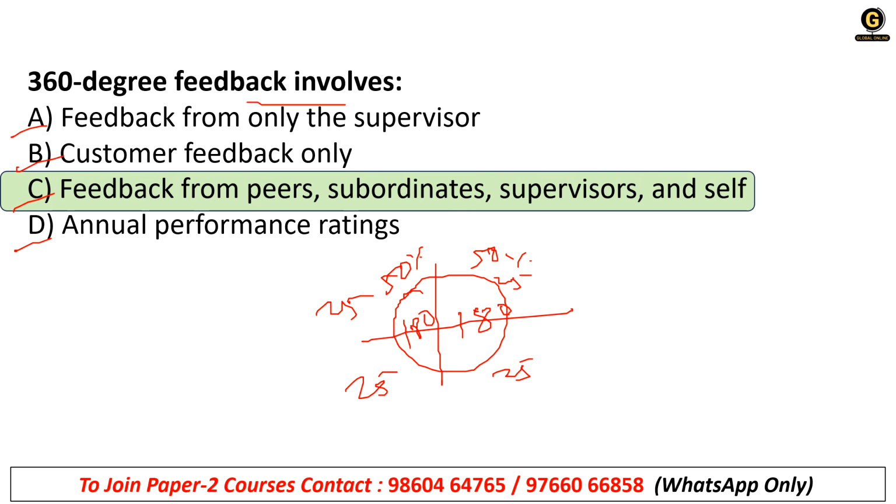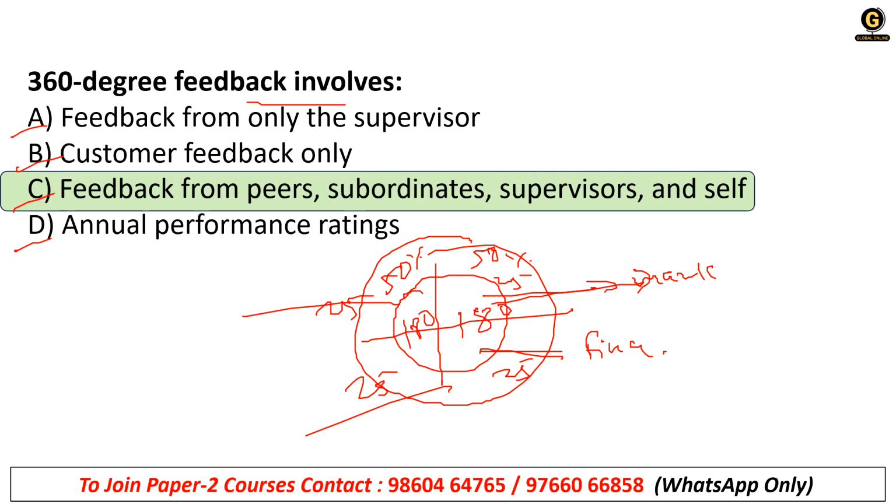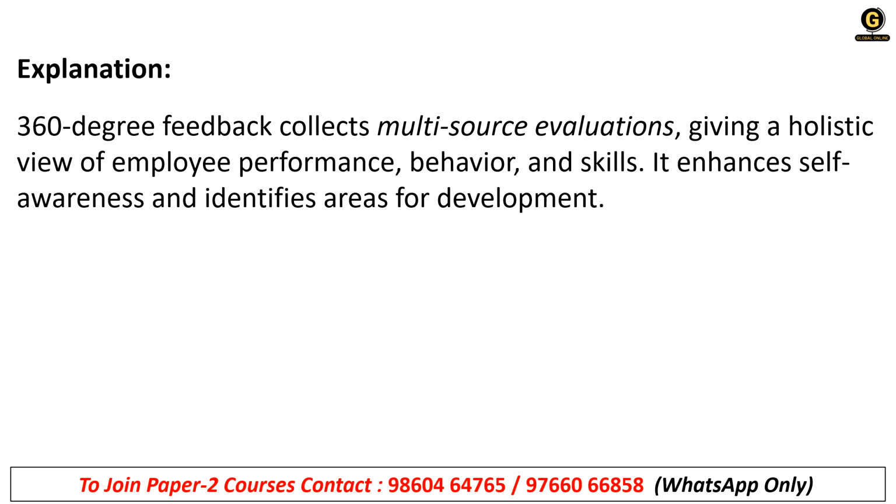For example, this is the marketing department, this is the finance department, and the other two are different departments. If we are taking feedback from the marketing only, this is not 360-degree. If we are taking feedback from marketing and finance only, this is also not called 360-degree. When we are collecting feedback from all the departments, this is called 360-degree. In that, peers will be there, subordinates, supervisors, even self. 360-degree feedback collects multi-source evaluations, giving a holistic view of employee performance, behavior, and skills. It enhances self-awareness and identifies areas for development.